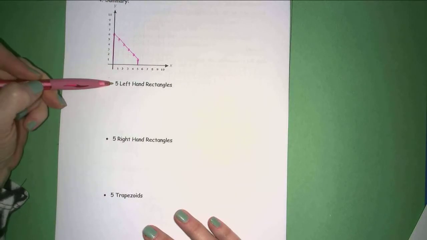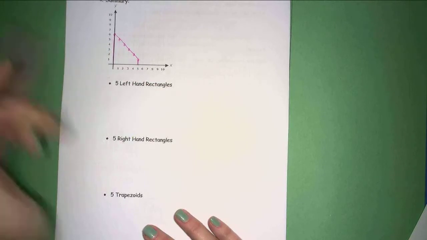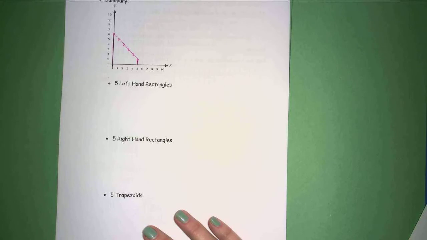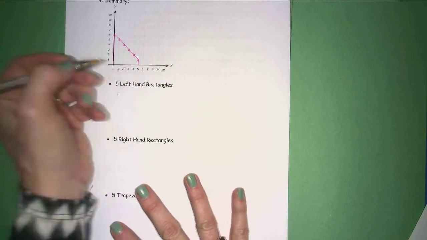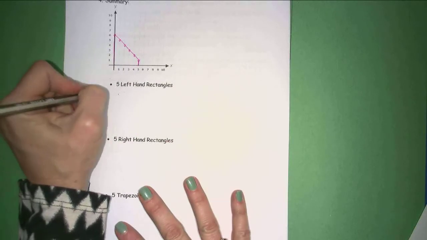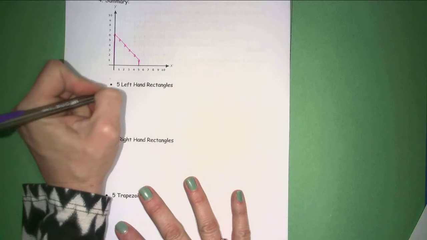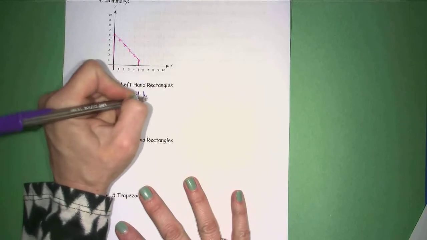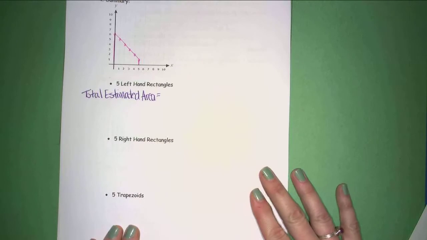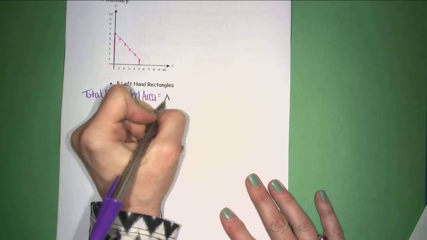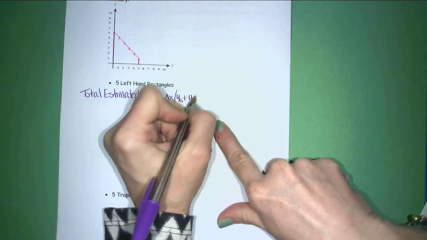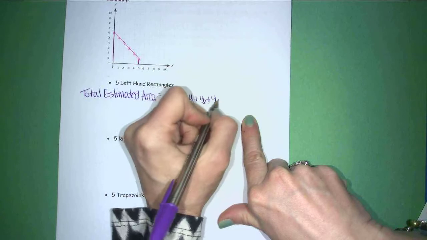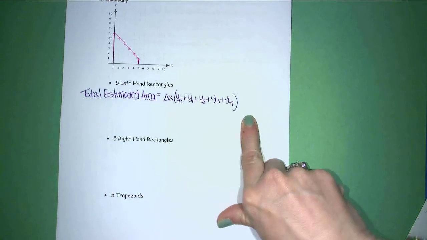So if we think back to 5 left-hand rectangles, and you can page back if you want to, I'm not going to because I have it memorized, your formula for your 5 left-hand rectangles on the front page was this. The total generalized estimated area that you boxed in for me was delta x times the quantity, y sub 0 plus y sub 1 plus y sub 2 plus y sub 3 plus y sub 4. That was our end result.